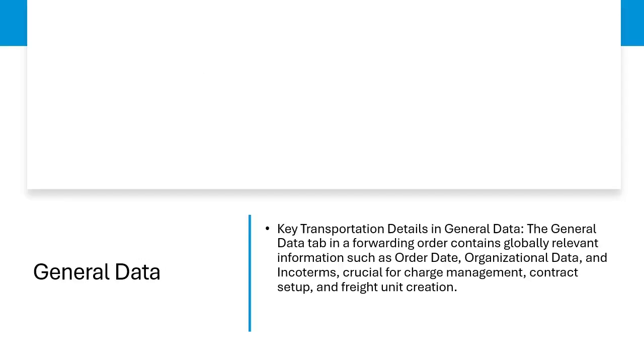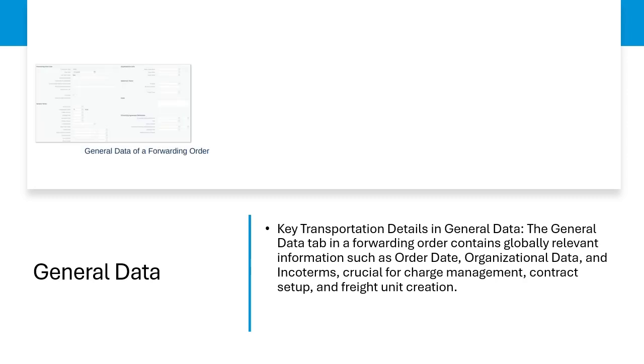And next is the general data. So general data has key details about the transportation contract, such as order date, organizational data, and incoterms. So this information is globally relevant for the logistical service provider and the customer as well. So this plays an important role in defining the transportation responsibility and influencing charge calculation and settlement. The general data also includes critical fields like sales organization, which is also necessary for freight unit creation, which also ensures that all relevant data is captured in the early process.